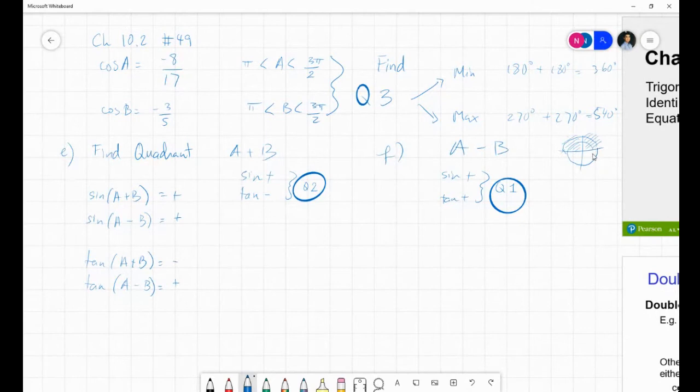So let's look at what values A and B could be. We can actually find out by just looking at this. Since cosine of A is equal to negative 8 over 17, you can find A by taking the cosine inverse of negative 8 over 17. Go ahead and plug that into your calculator and see what you get. Same thing for this one: cosine inverse of negative 3 over 5. Tell us the number you get.